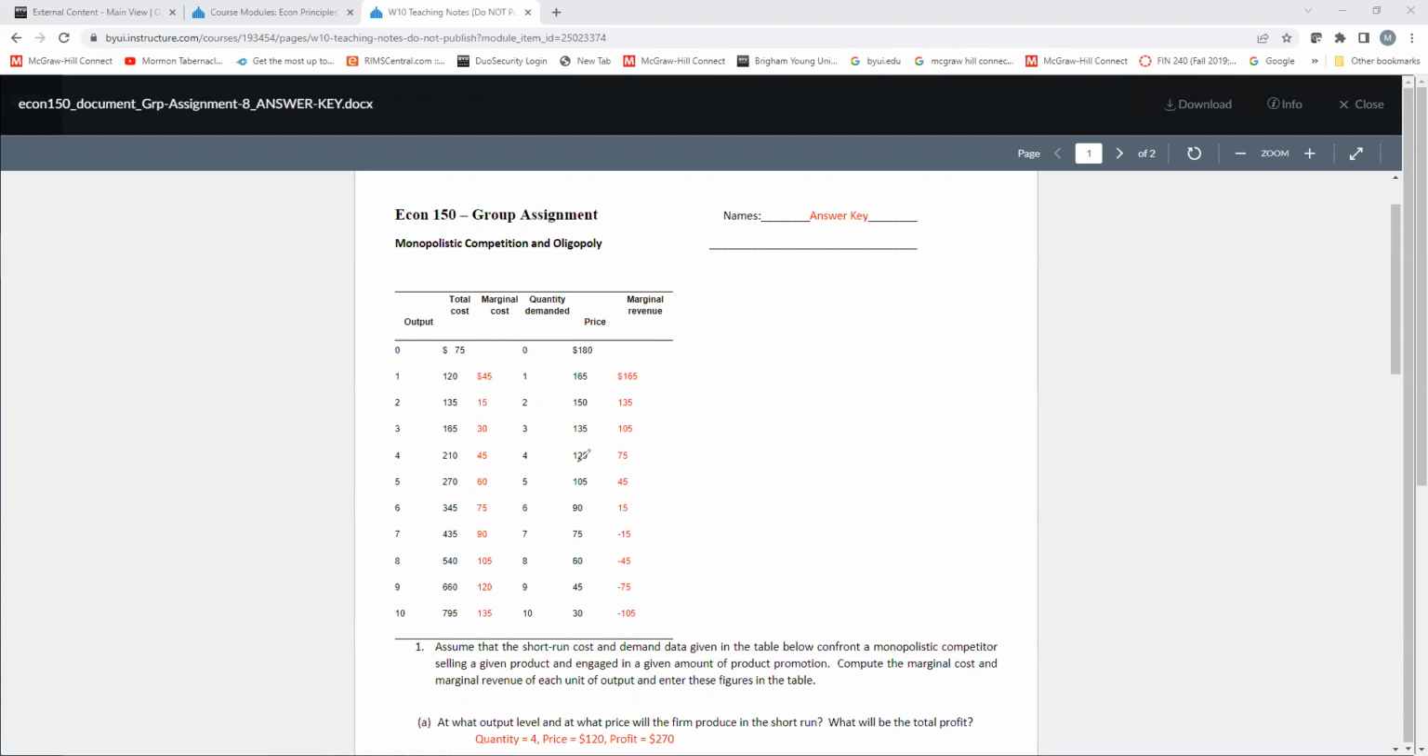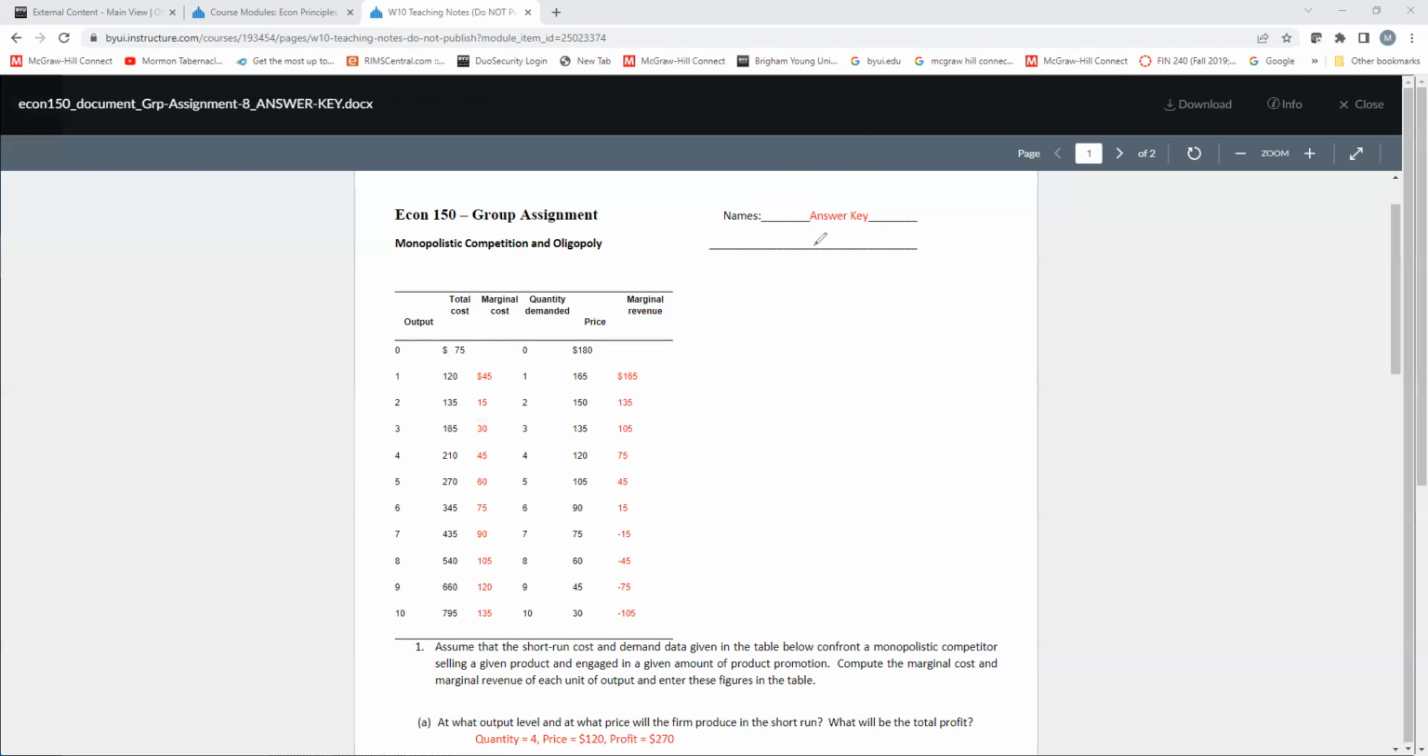So we remember that marginal cost is the change in total cost divided by the change in output. So if we go from 1 unit of output to 2 units of output, we see that the total cost is 135 at 2 and 120 at 1. And so we take 135 minus 120, that gives us our marginal cost of 15. Going from 2 to 3, we see that our total cost is 165 and our total cost at 2 is 135. So 165 minus 135 is 30.